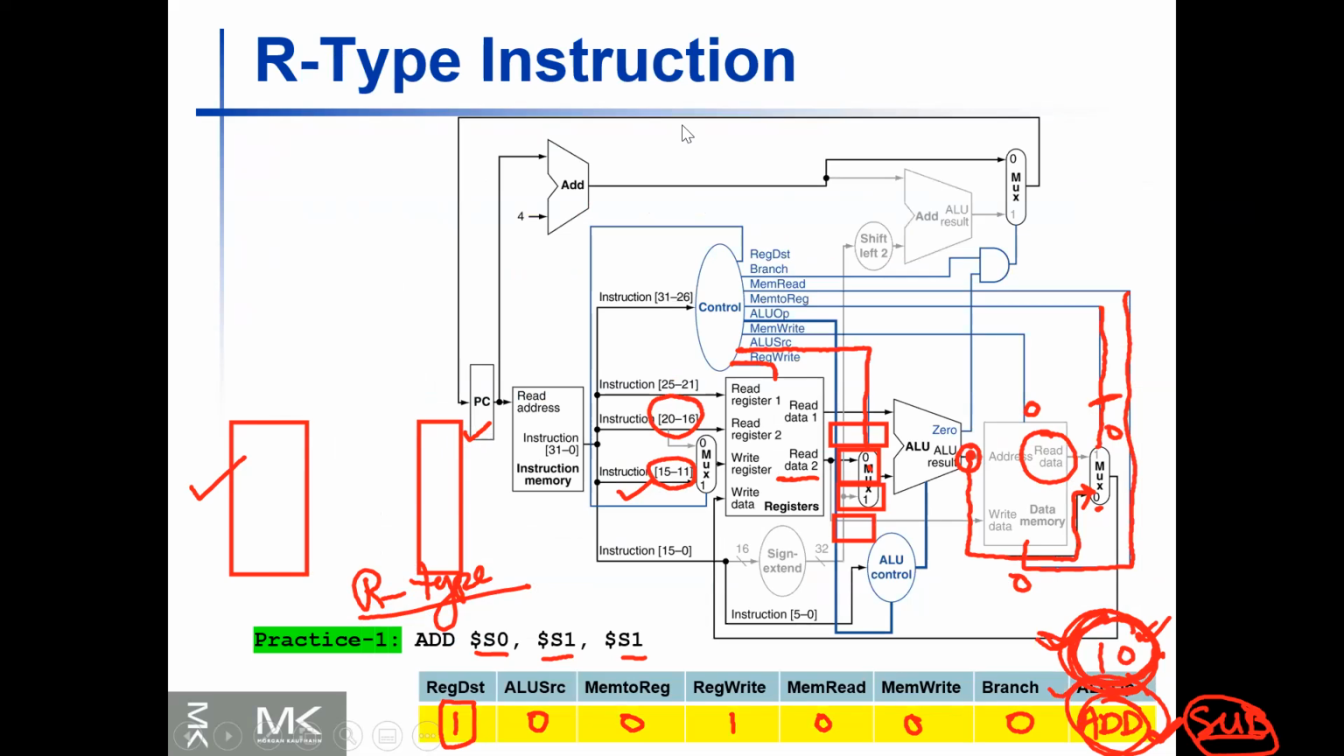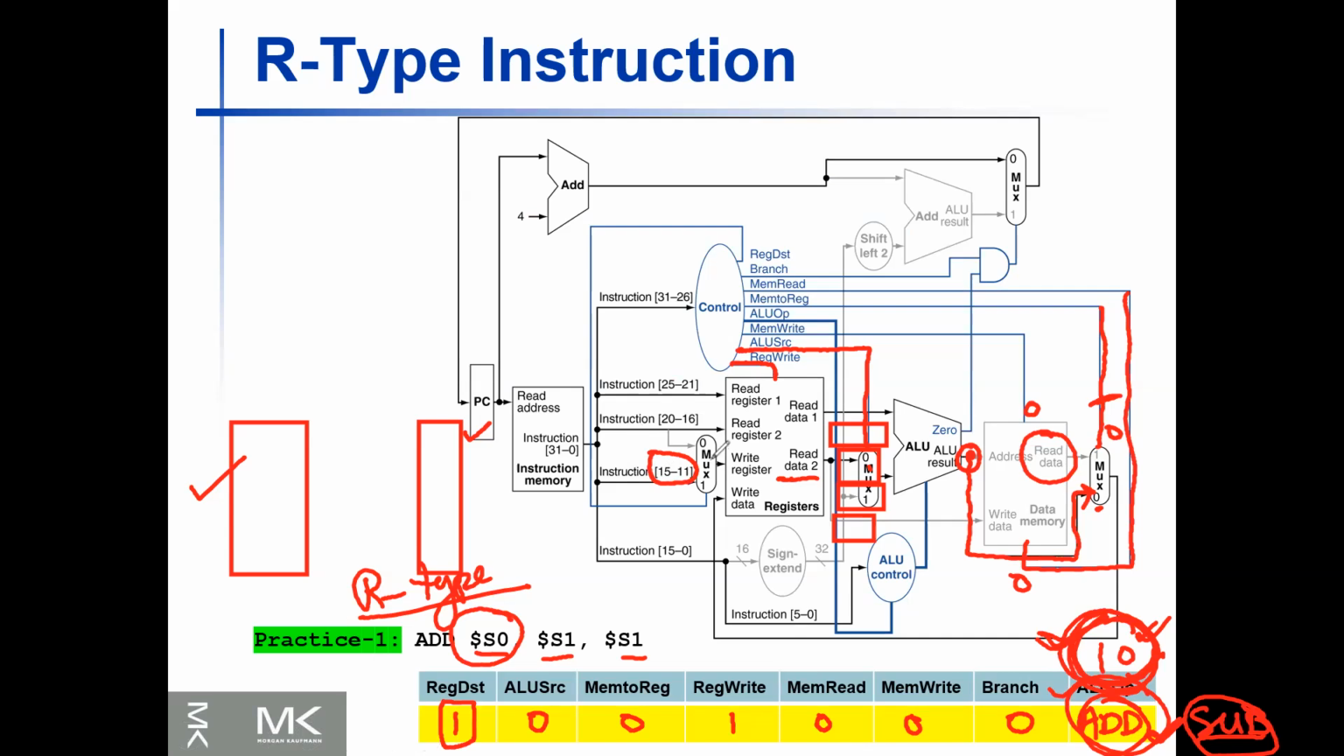When you look here, there are two options. Which one do we have to choose? Because for sure we have the destination, which is S0. We are going to write. So which field will tell? Because it is an R type, and you know that for R type, this field will tell the register number which you are going to write. Am I right? Yes. Okay.